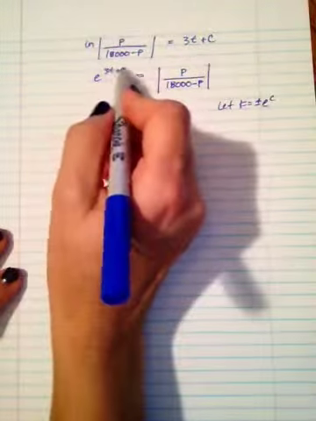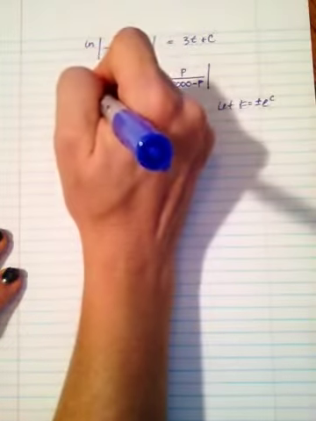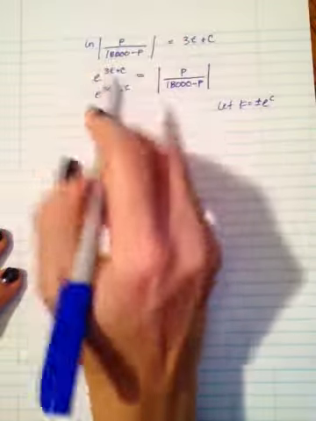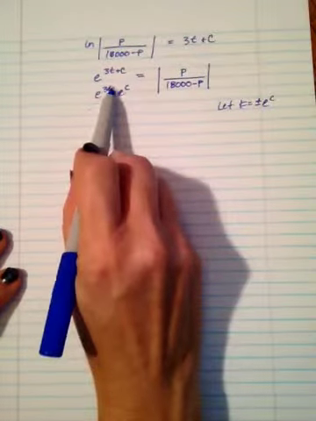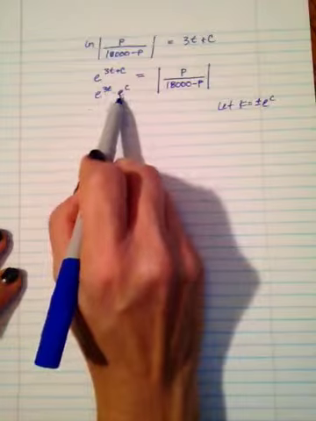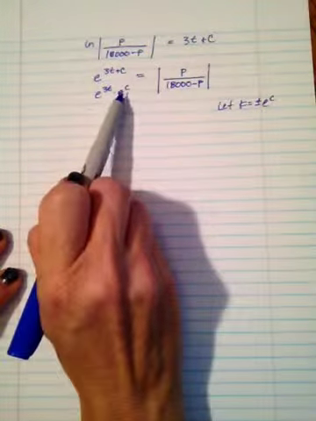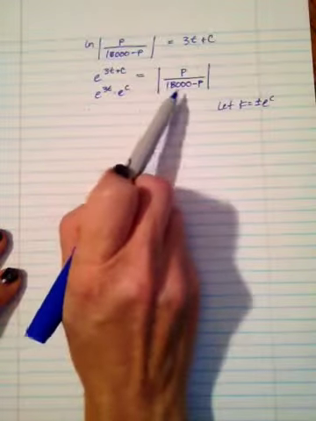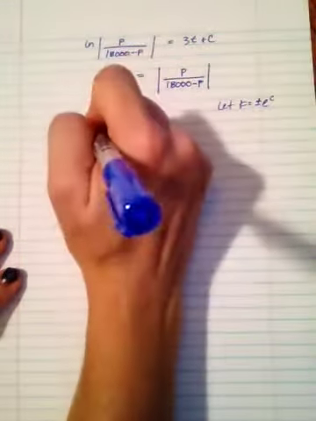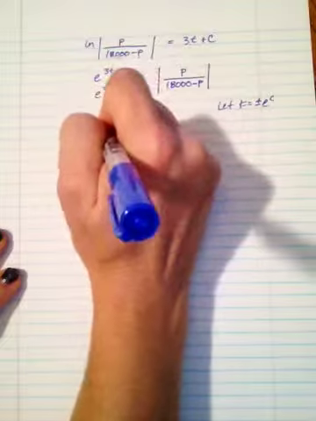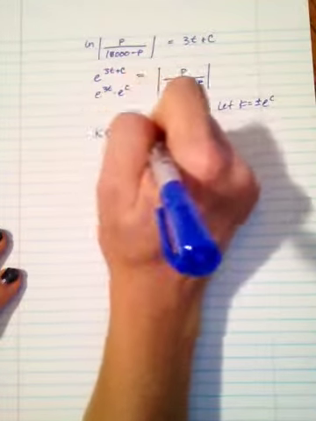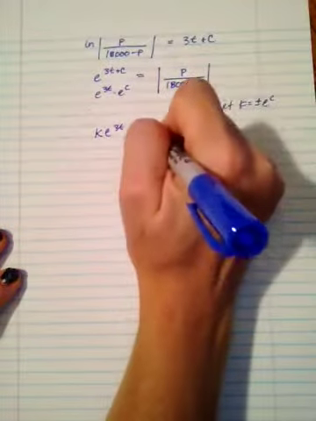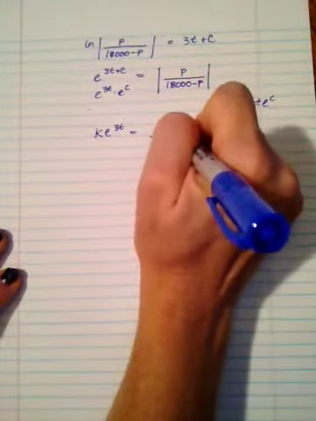And just a reminder that if I want to split this up, this is really e to the 3t times e to the c, because when I multiply two things with the same base, I add the exponents. So I can undo that. Now I'm going to say that e to the c is k, but I'm going to make it positive or negative, and that lets me remove the absolute value. So I have k e to the 3t equals p over 18,000 minus p.